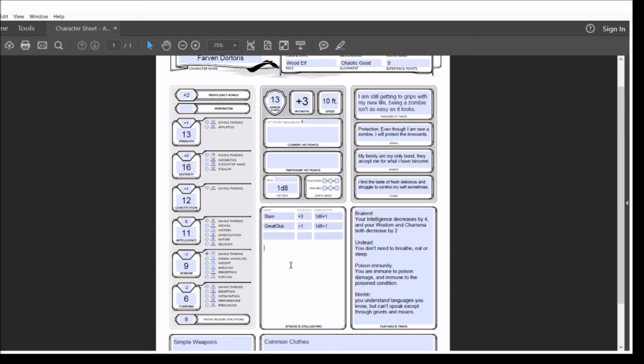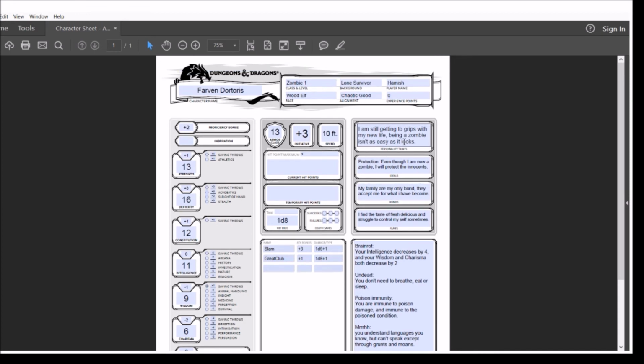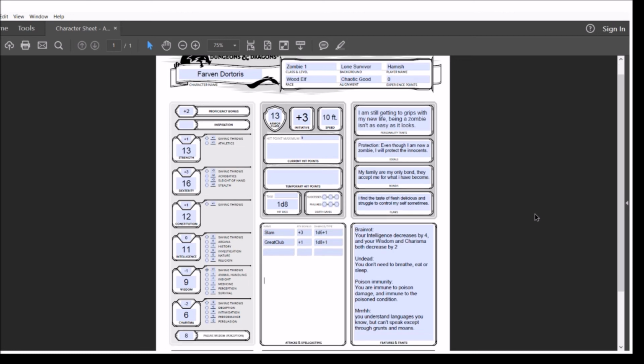So that is basically the mechanics of the class dealt with. Looking more into my personality traits, I have put as my character's personality trait: I'm still getting to grips with my new life. Being a zombie isn't as easy as it looks. I'm going for a charismatic on the inside, whereas very horrible on the outside because of his undead personality. Imagine the character from Lonely Bodies, that zombie comedy film they made, where on the inside you like talking to yourself, you self-monologue. You're a very cool guy, but on the outside, meh, that's what you're really doing.